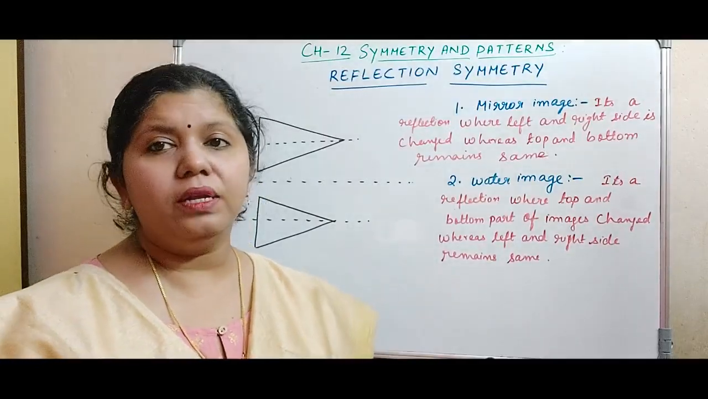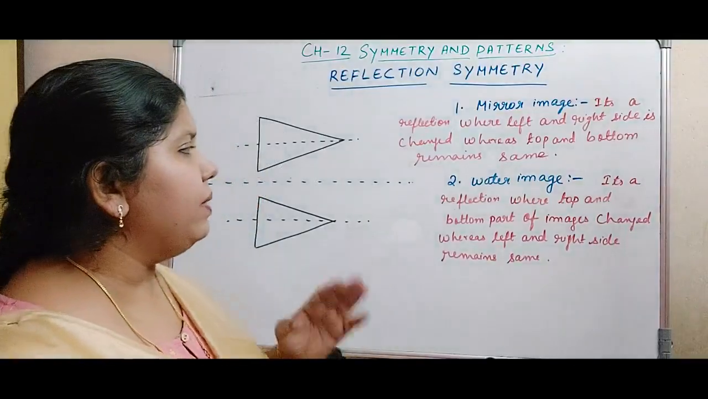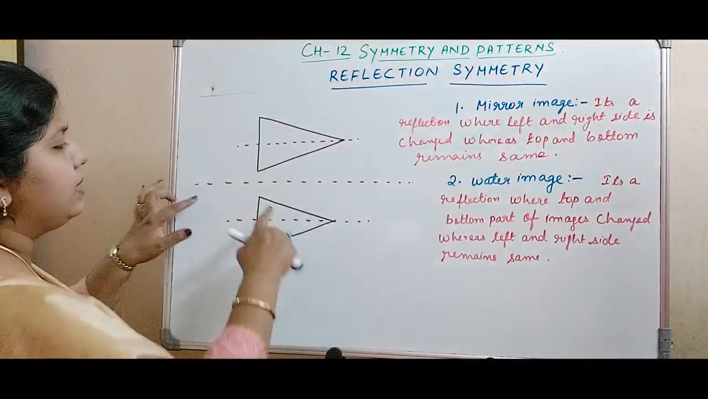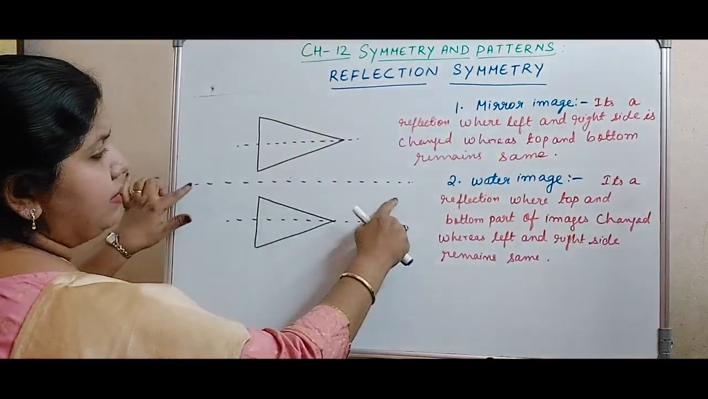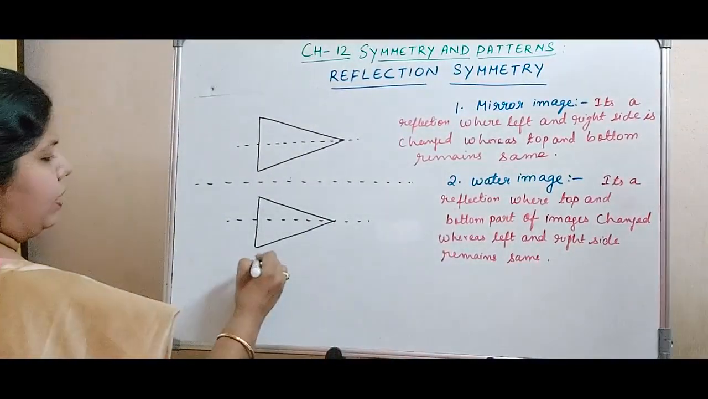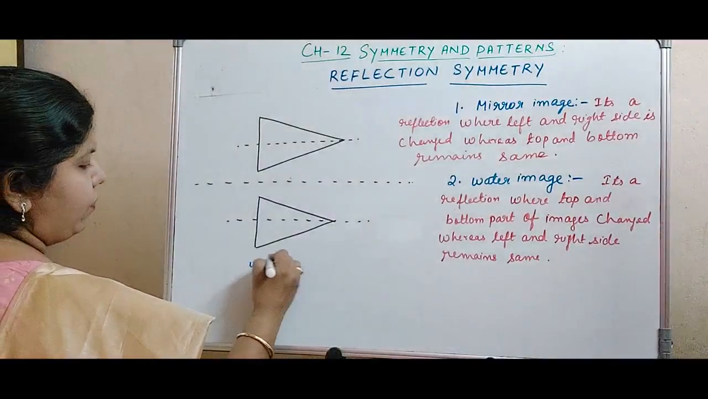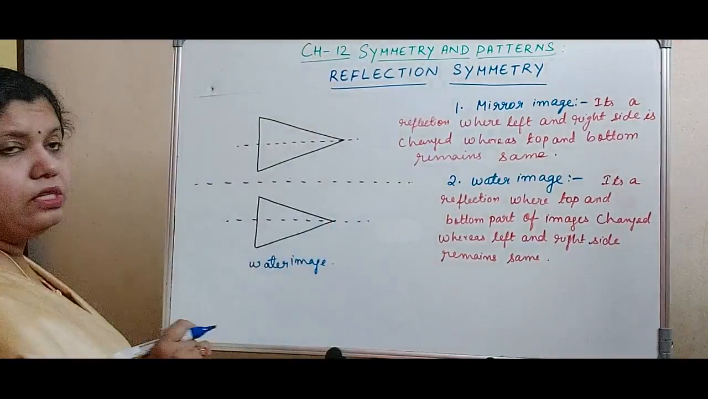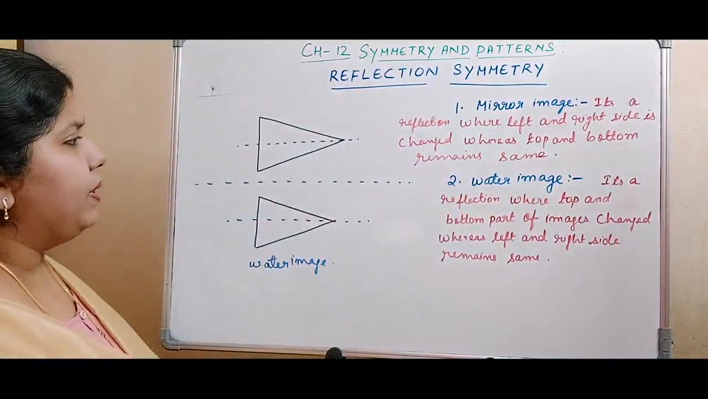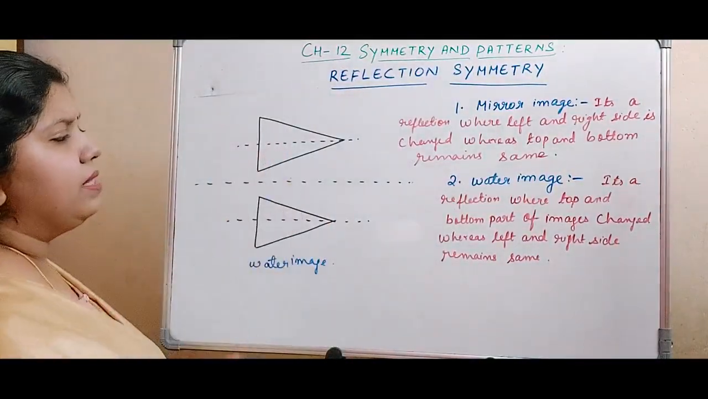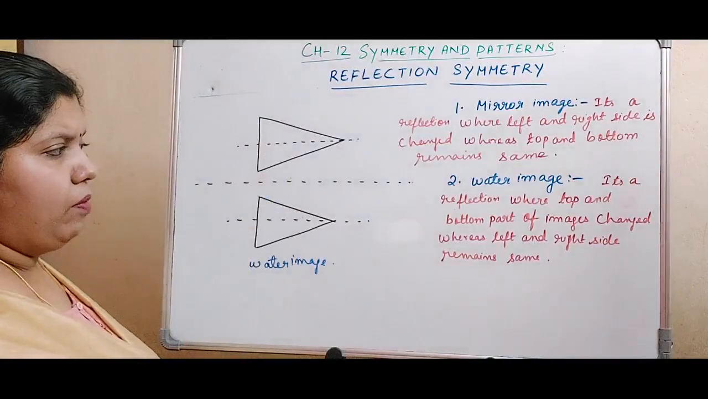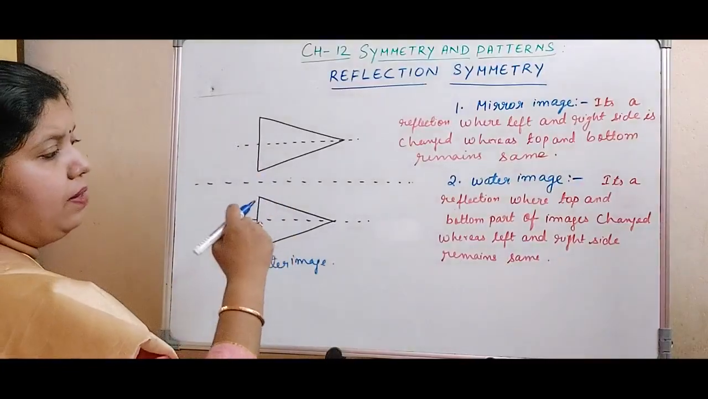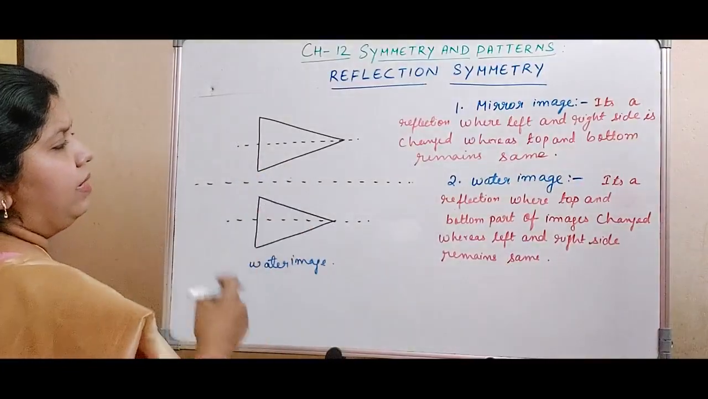Now we come to the water image. In water image, what happens in this kind of reflection? Here the mirror is kept in a horizontal position, as you can see. This is the best example of a water image. Then the top and bottom parts are changed, but the left and right things remain the same.